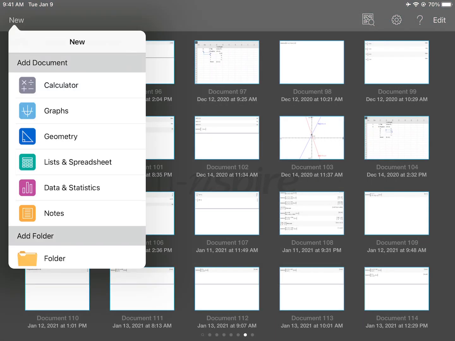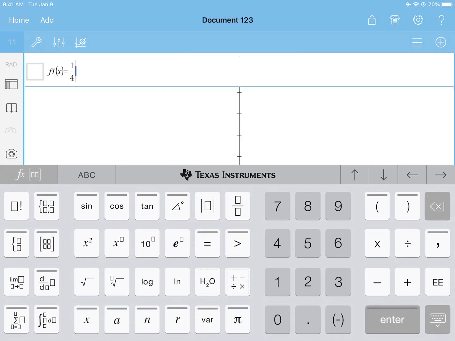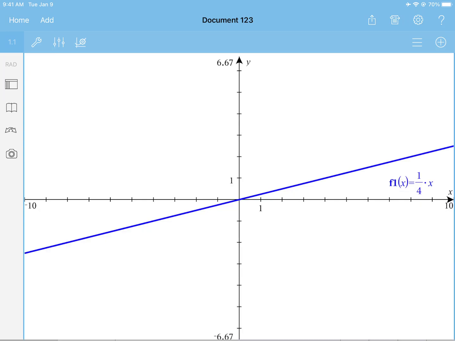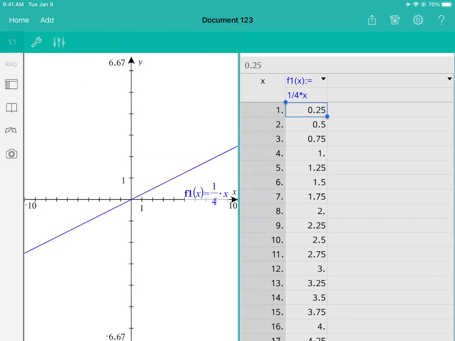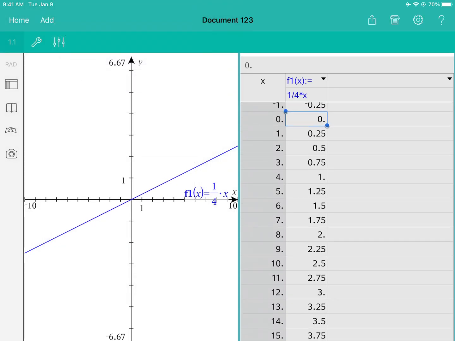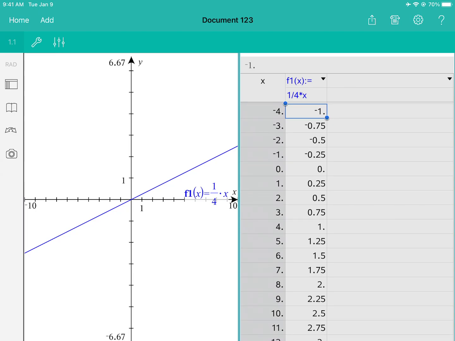So no, we don't want to save, add graphs. I have a 1/4 x. Hit enter, menu, table, split screen table. So on this one, notice that I have some values that are decimal points. I just want to graph the whole numbers. So I'm going to start with -4, -1.